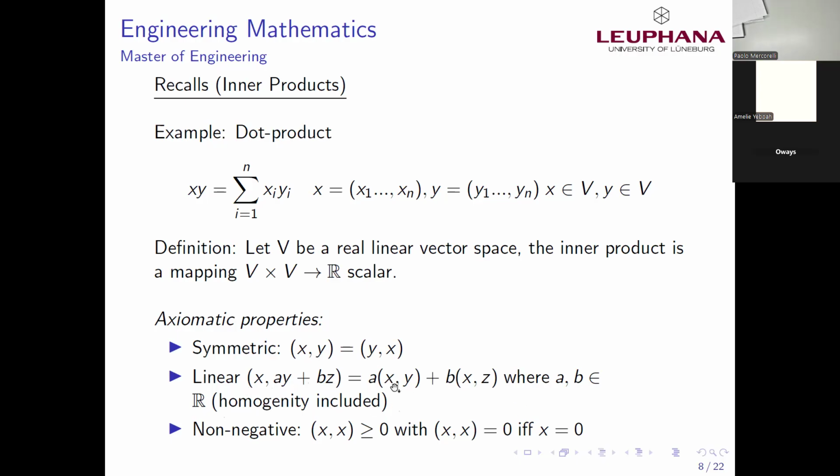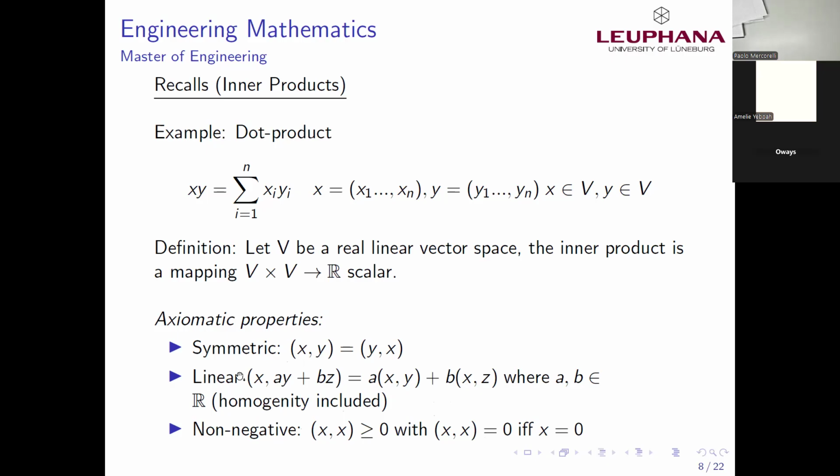A multiplied by x dot y, or scalar y, because here we are speaking about inner or scalar product. Dot product is just a particular form. Again, B multiplied by x scalar z, where A and B are reals. And here I introduced also the homogeneity property because I have some constants. If the constant is equal to 1, we speak about just the linearity, if you want. This separation, this distributivity, if you want.